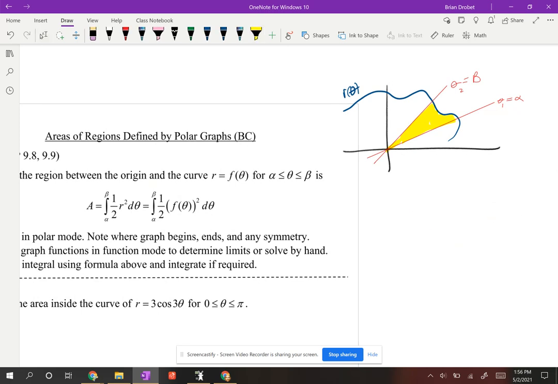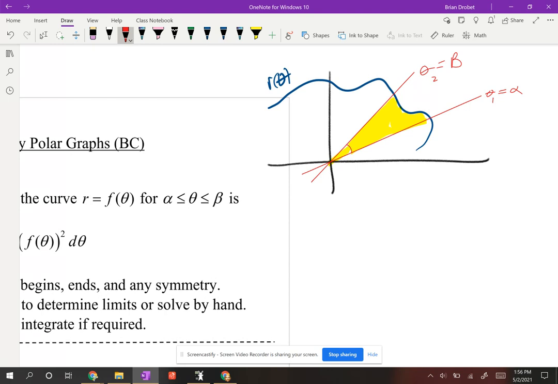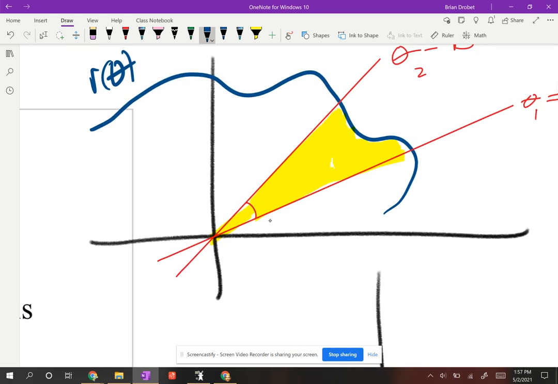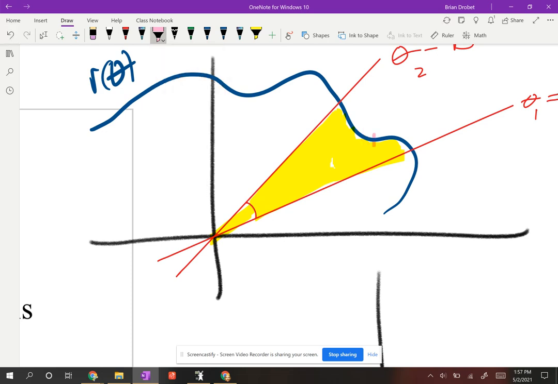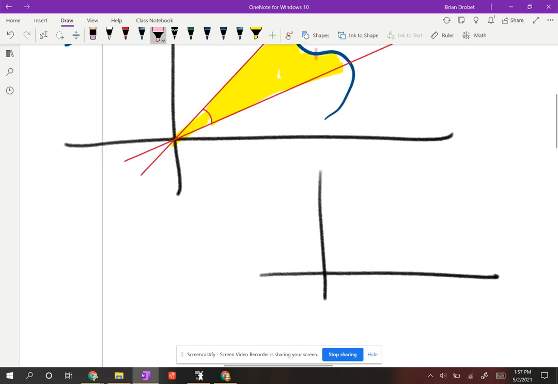Obviously, this is some finite angle here, beta minus alpha. What we're going to do, just like we did with rectangles and areas in Cartesian or rectangular coordinates, is take that down to an infinitesimally small little piece. So imagine that I just take a very small snapshot of this function. This little part, like right here, just that little piece right there. So I'm kind of zooming in on it.